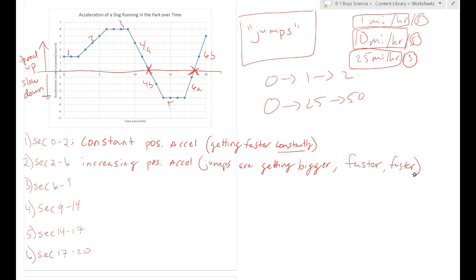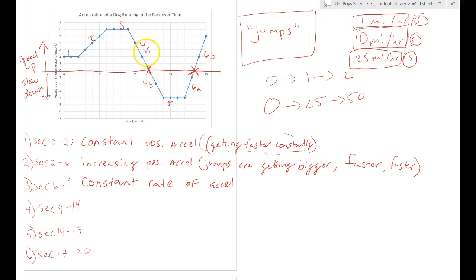So in segment 3, this one here, once again, we have flatlined, but a flat line on an acceleration graph, which we've already done here, just means that we are accelerating by 6, 6, 6, and 6. So each of those seconds that goes by, your jumps are staying the same. They're staying at increments of 6 meters per second squared. So it's a constant rate of acceleration. We also include getting faster constantly, right?